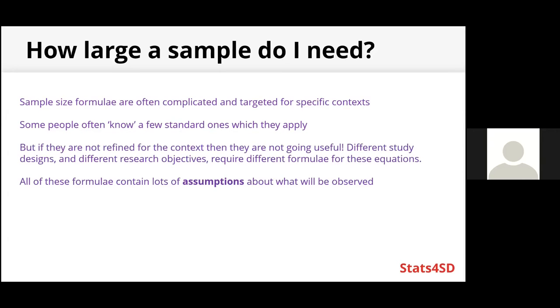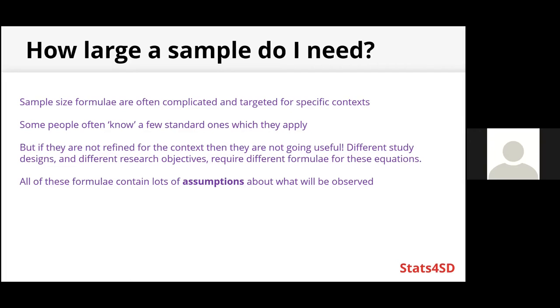But if you're not picking the right formula for the right context, then this isn't going to be a useful process. A different study design and a different research objective is going to need a different sample size formula. There are literally hundreds of them out there, and all of these formulae contain lots of different assumptions about what we are going to be observing. So it's quite a heavy process.